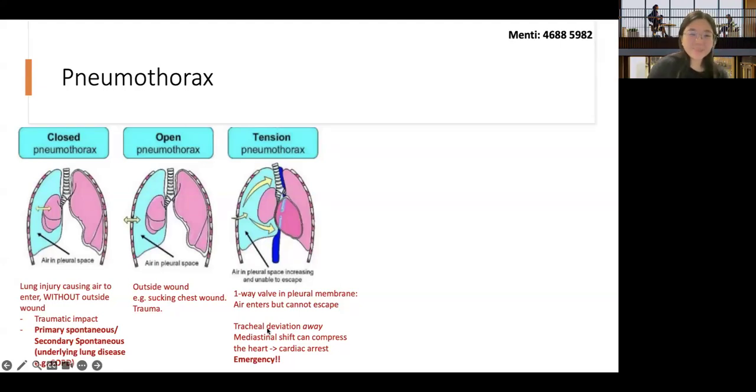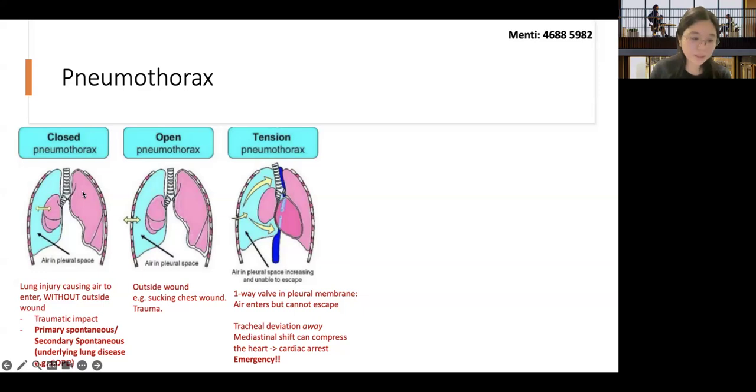This looks a bit complicated, but let's just try to go through this. So the most fatal one is tension pneumothorax, and this is where there's a one-way opening and air enters but cannot escape. So this is where you would have a tracheal deviation away, and this also causes a mediastinal shift. This can also affect the heart and cause a cardiac arrest, which is why it's so dangerous. And also, you can imagine there's just non-stop air going in with nowhere else to go.